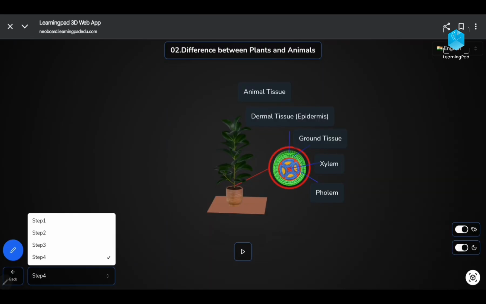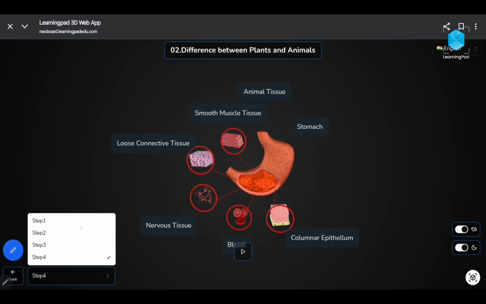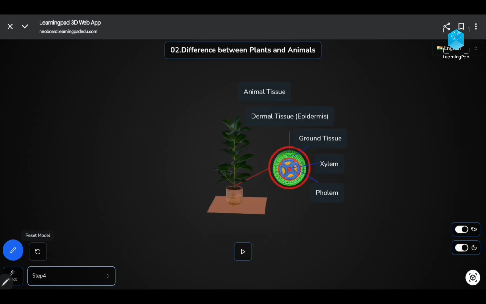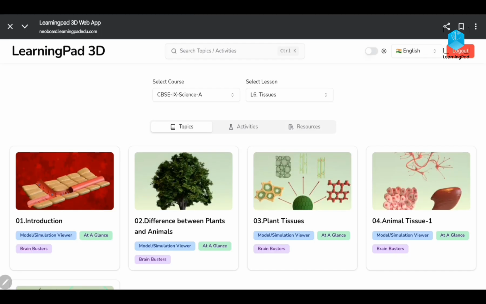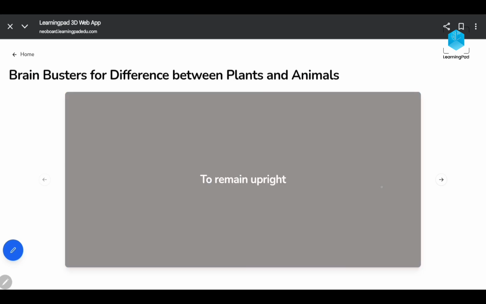Before picking up the chapter, let's check for understanding. How much did we know? How much did we understand the chapter? What is the primary reason for plants having a large quantity of supportive tissue? The options here are: store more energy, remain upright, facilitate movement, increase photosynthesis. Answer is remain upright.